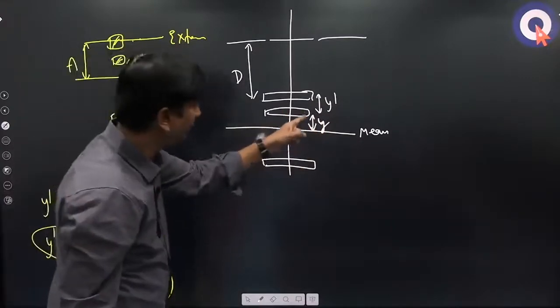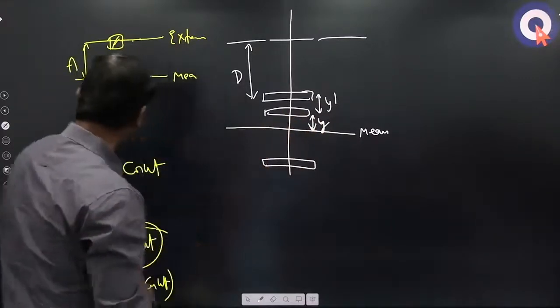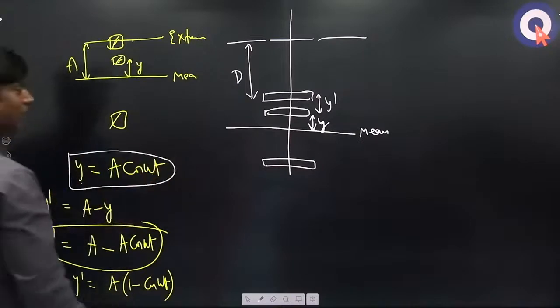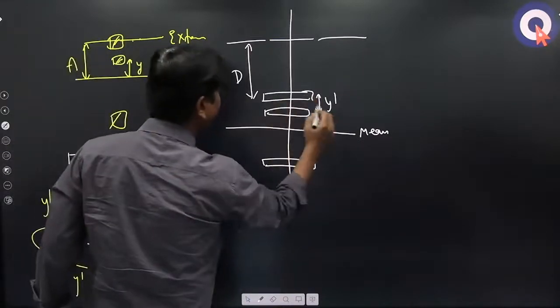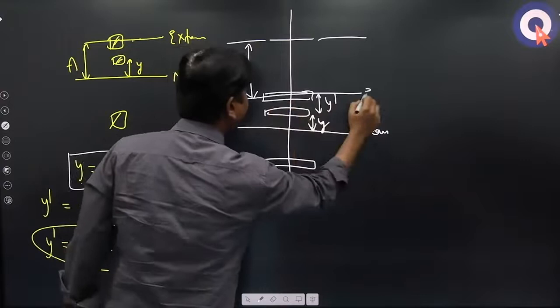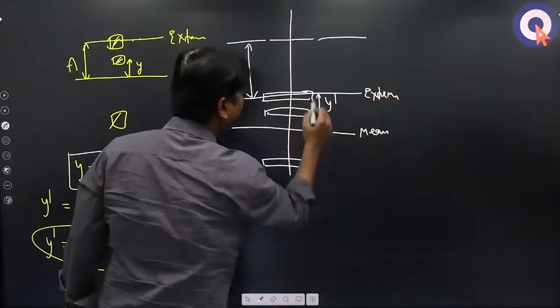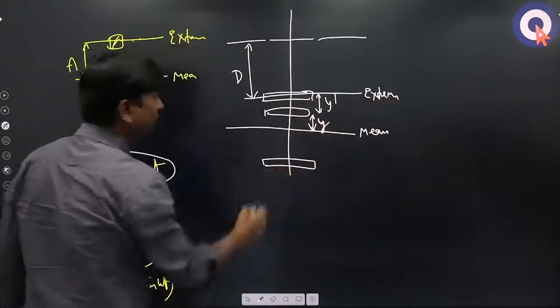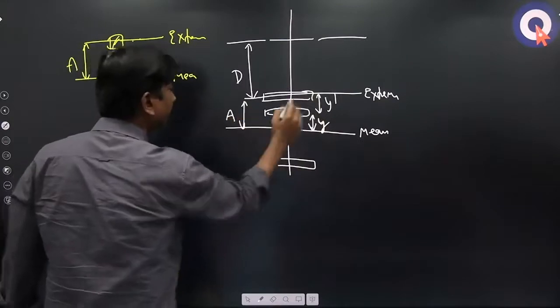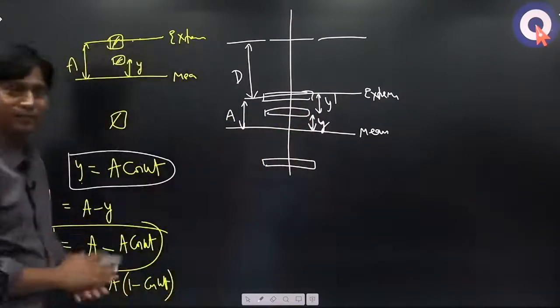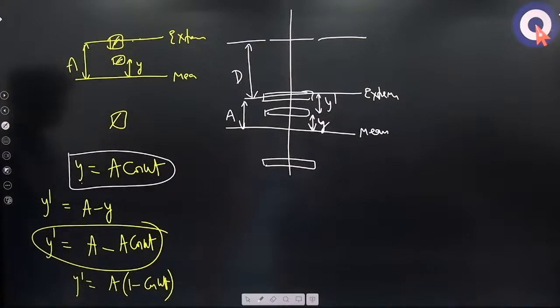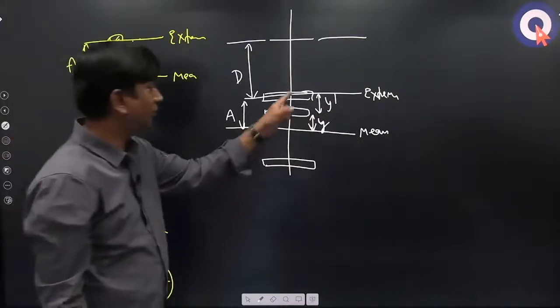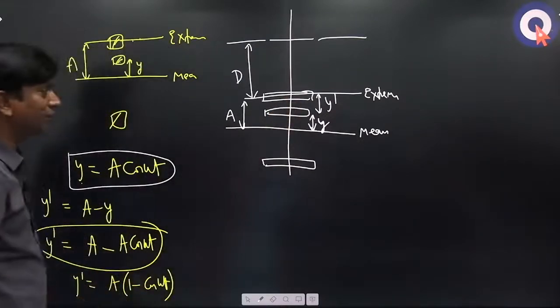The equation for Y means Y is measured from the mean position, then you will write it nicely like this. But if the same distance you are measuring from the extreme position, you will write Y dash, which is equal to A minus Y. That's what I have written, right? So Y dash is already A into 1 minus cos of omega t.